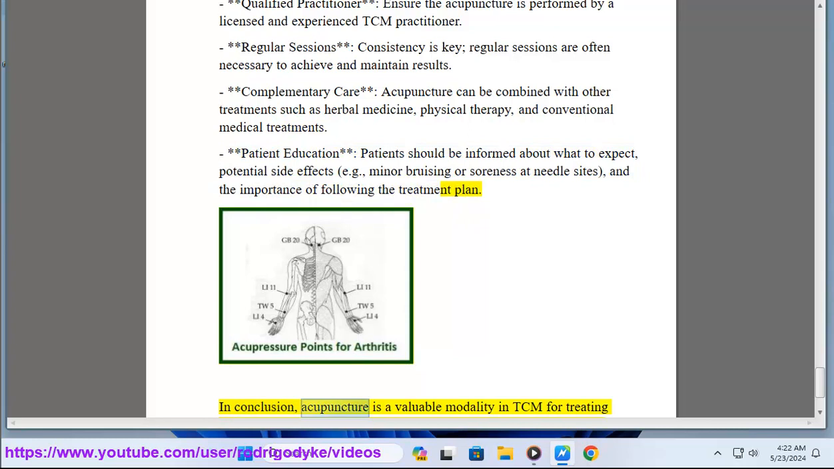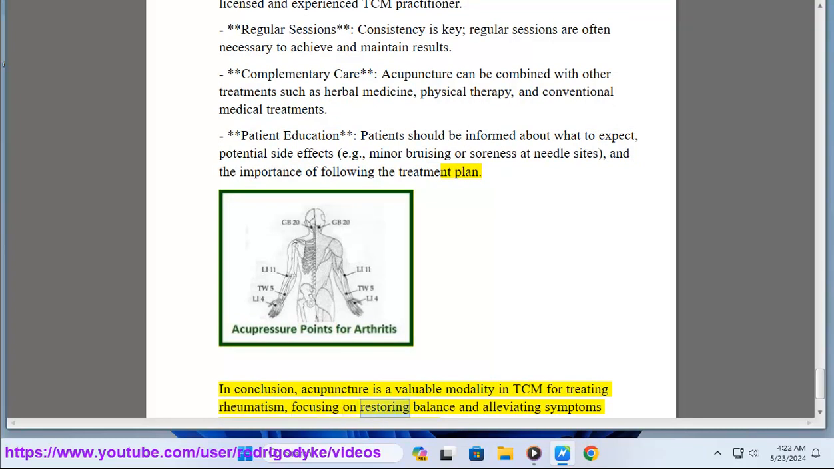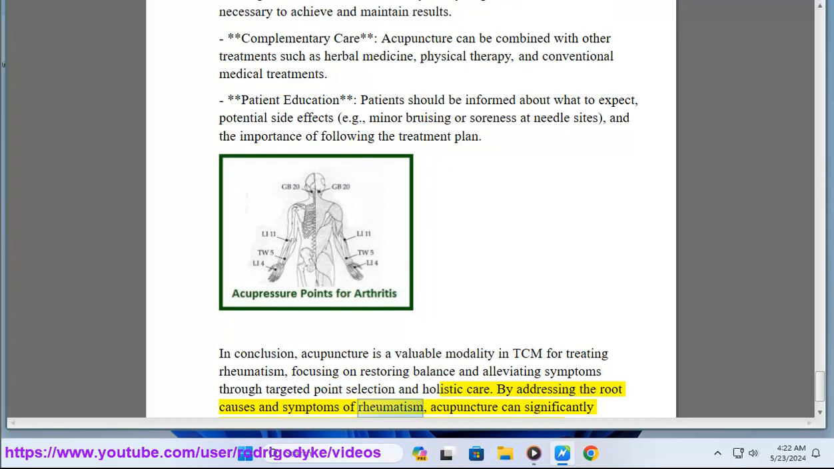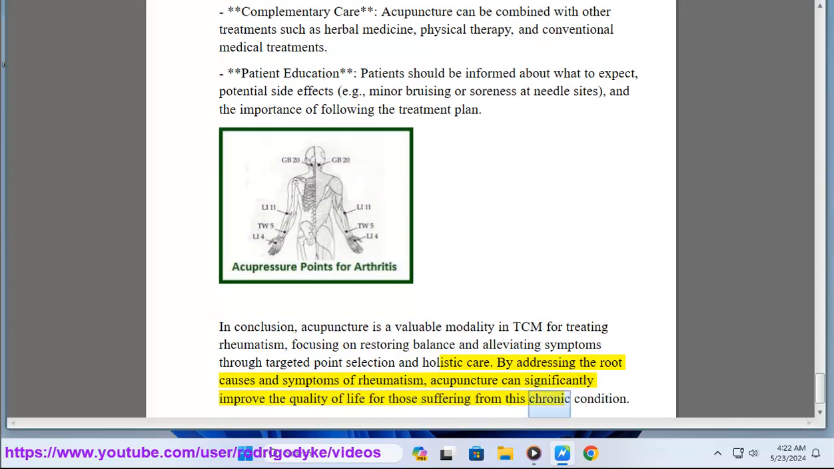In conclusion, acupuncture is a valuable modality in TCM for treating rheumatism, focusing on restoring balance and alleviating symptoms through targeted point selection and holistic care. By addressing the root causes and symptoms of rheumatism, acupuncture can significantly improve the quality of life for those suffering from this chronic condition.